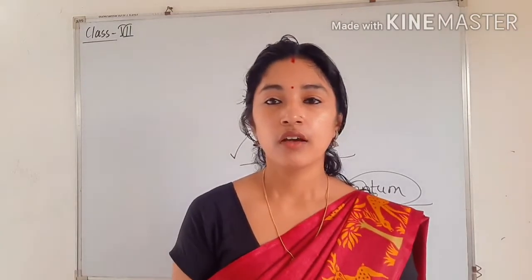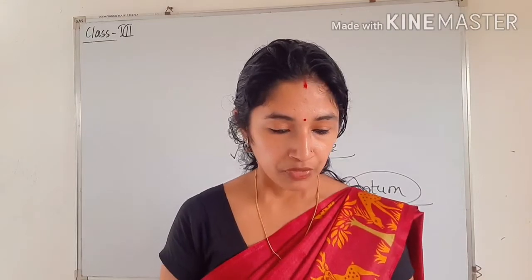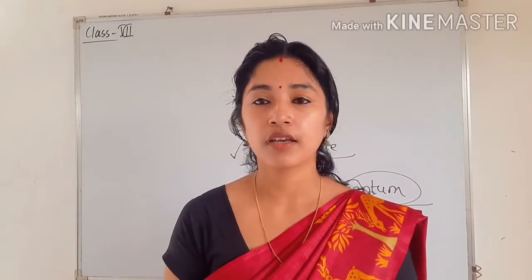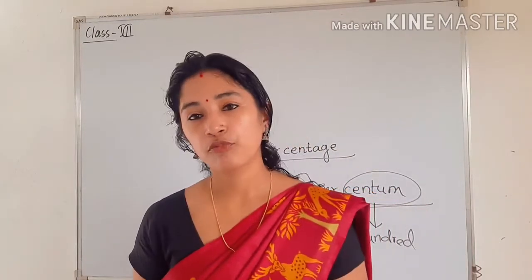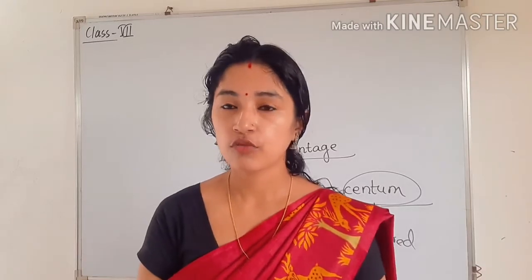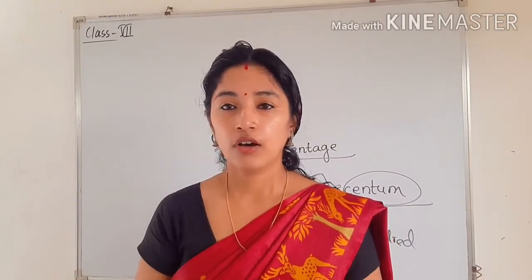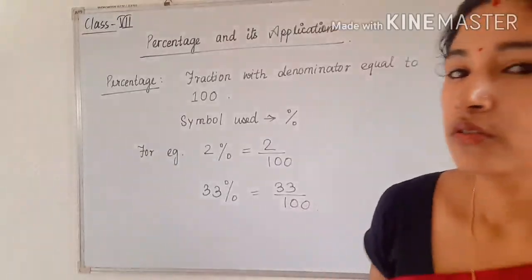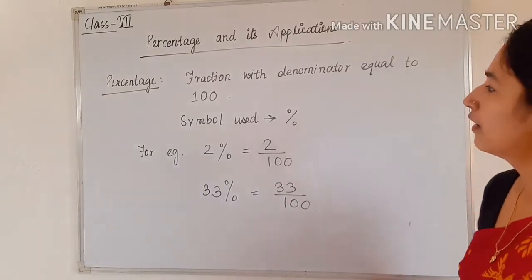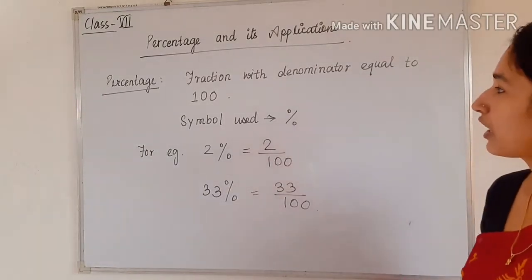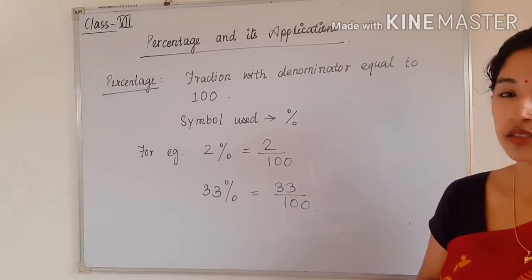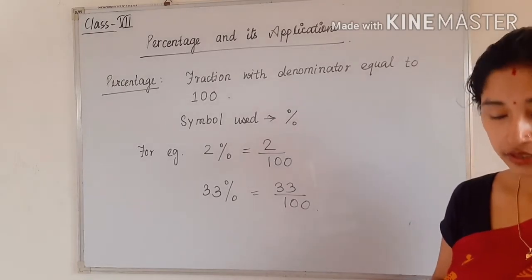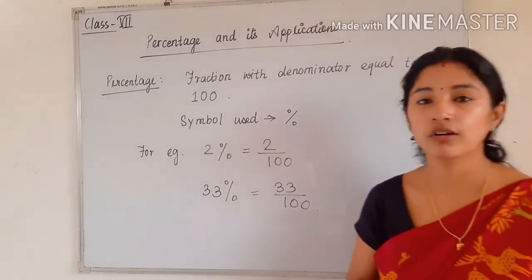So here first of all we will convert a ratio, that is a fraction, into percentage, and again from a percentage into fraction. First we will convert this, and then we'll discuss the applications of it. Students, this is the definition of percentage. A fraction with denominator equal to 100 is called a fraction with denominator 100. We can say it is a percentage, and we can represent that fraction as a percentage.